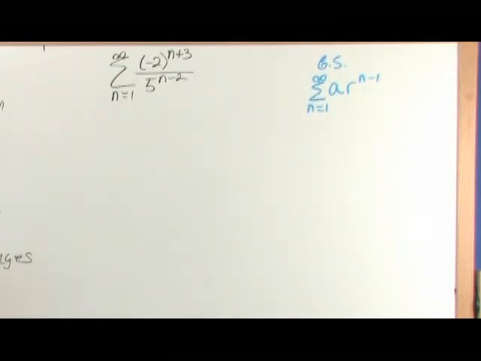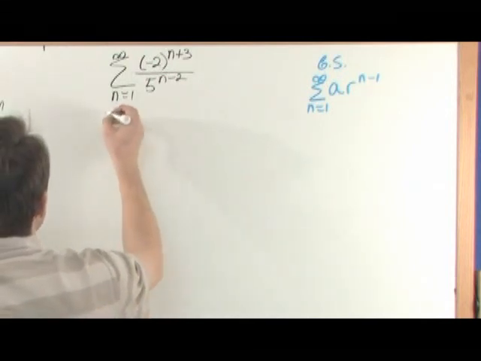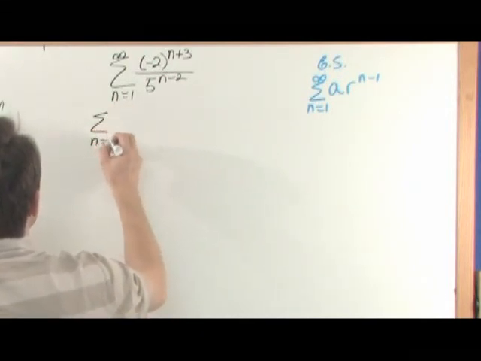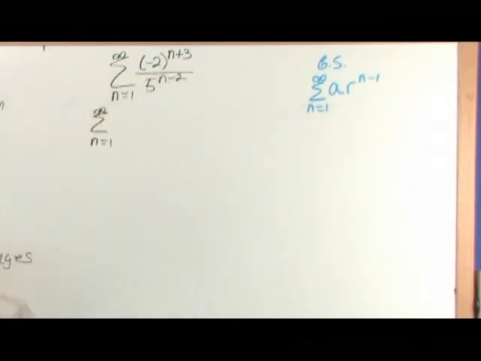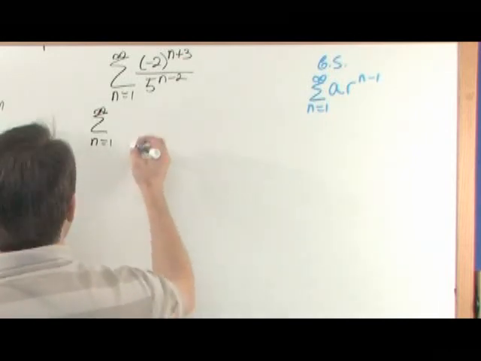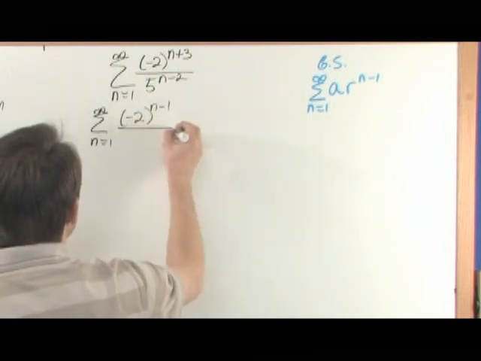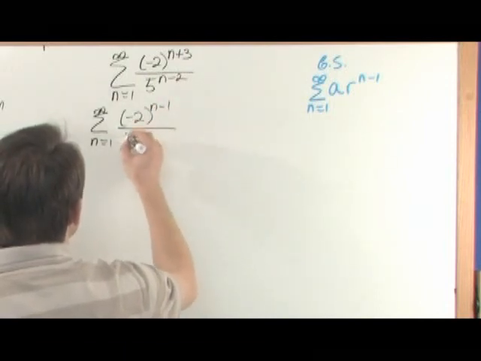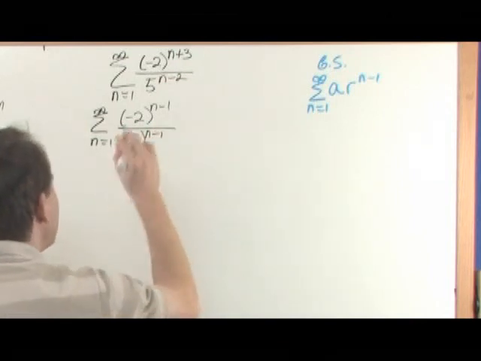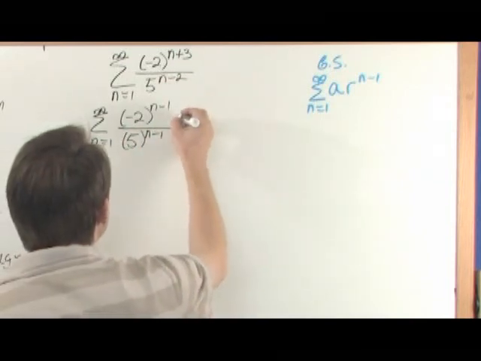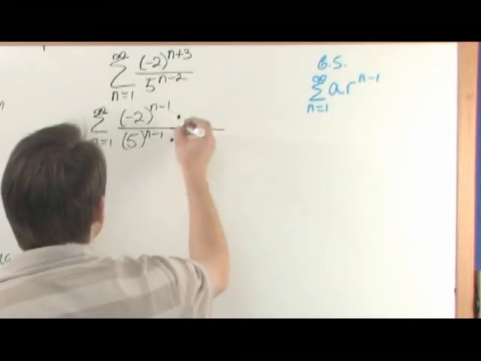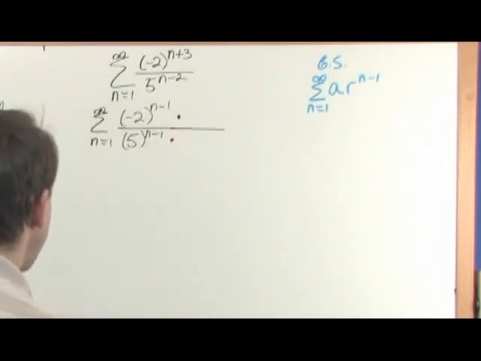So how am I going to do that? Basically, I'm going to rewrite this, and I'm going to say I have the sum from n equals 1 to infinity. First, you have to assume that you can put it in that form, so I'm going to do that. I'm going to write this on the top as (-2) to the n minus 1, and on the bottom I'm going to say it's 5 to the n minus 1. I'm going to assume I can write it that way. What would I have to multiply by on the top and on the bottom to get it to equal what I actually had to begin with?